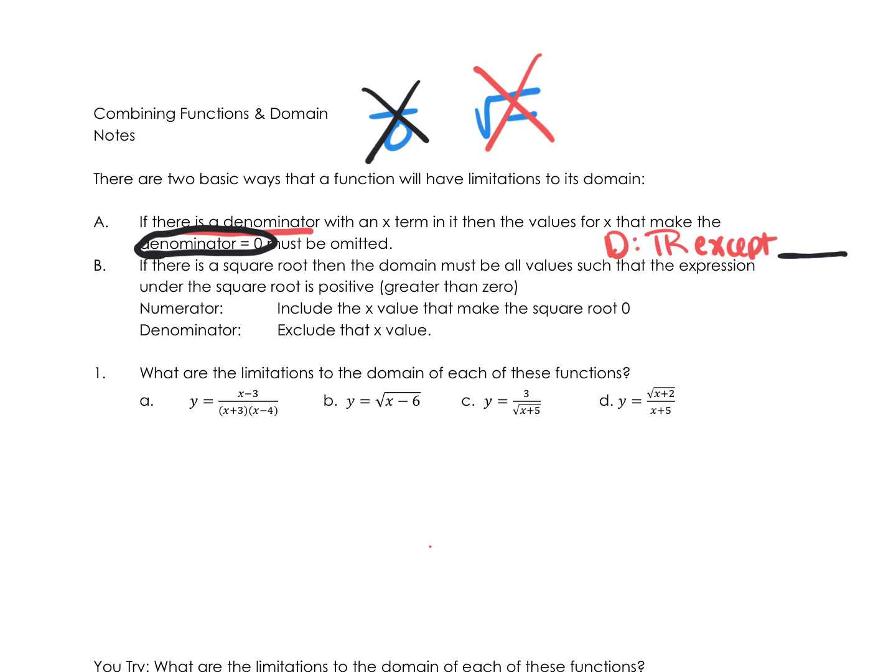If there's a square root, that changes. You're not going to write all real numbers for the domain if there's a square root. And depending on where the square root is, your domain will be different, okay? If the square root is in the numerator, the domain will be whatever's under the radical greater than or equal to 0.